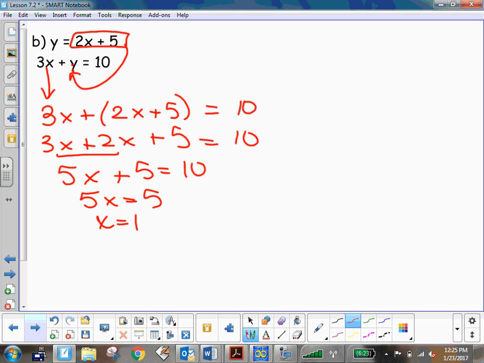Now, where do I go to find the corresponding y? Does it really matter which one I would use? It shouldn't, right? But which one is the easier one to use? The first one, because it already tells you what y equals. So we know that y is equal to 2 times 1 plus 5 or 7. So 1, 7 is your ordered pair.